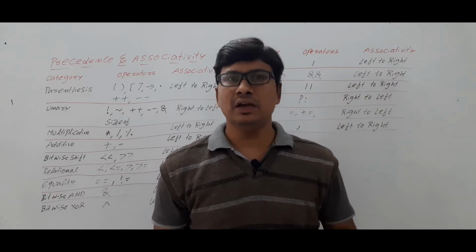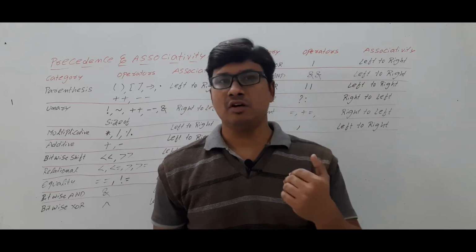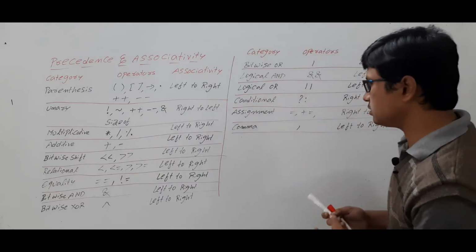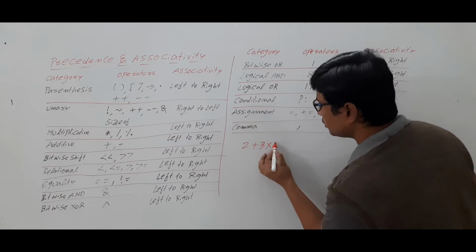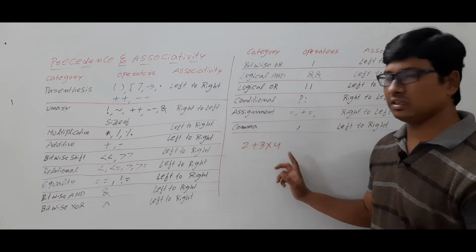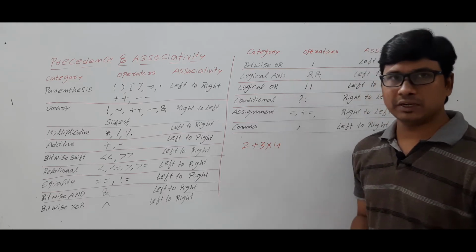Now, what is an expression? Expression is a collection of operands and operators. Am I right? Suppose let me take a simple example. I have 2 plus 3 into 4. Now this is an expression because you have the operands such as 2, 3, 4. Now you have the operators such as addition and multiplication.